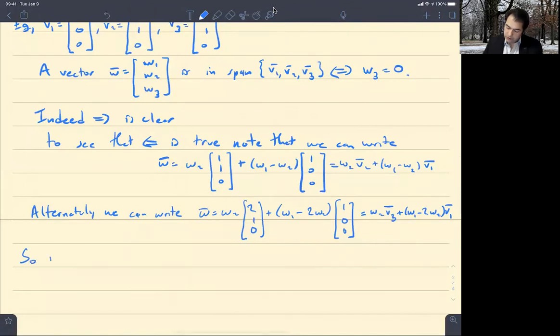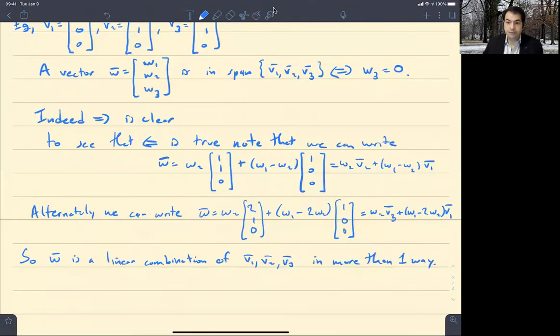So in this case, w is a linear combination of v1, v2, v3 in more than one way. Right, so sometimes you'll have a unique solution to a system of equations, and sometimes you'll have multiple solutions to a system of linear equations.